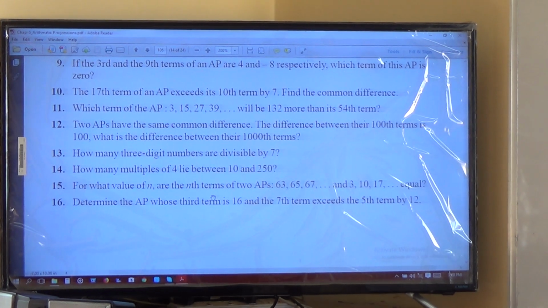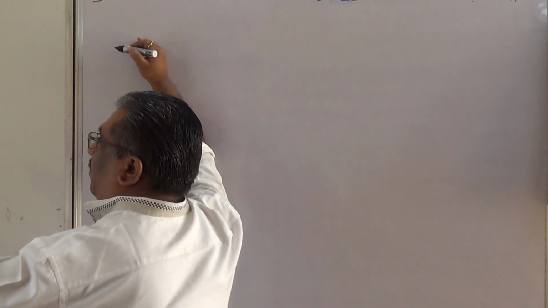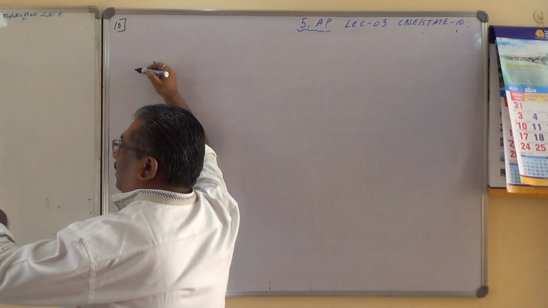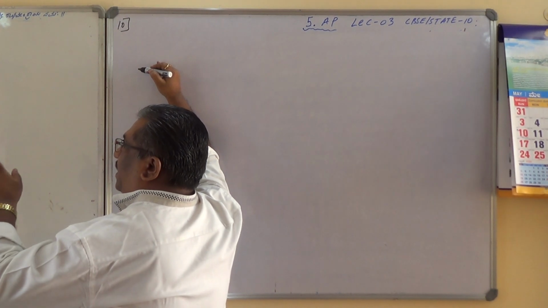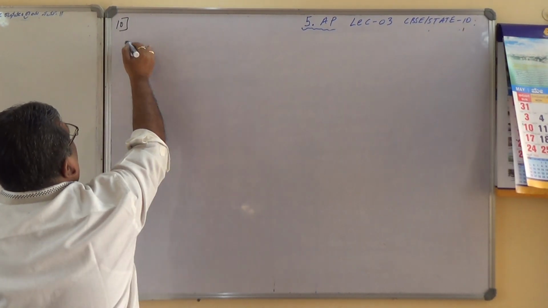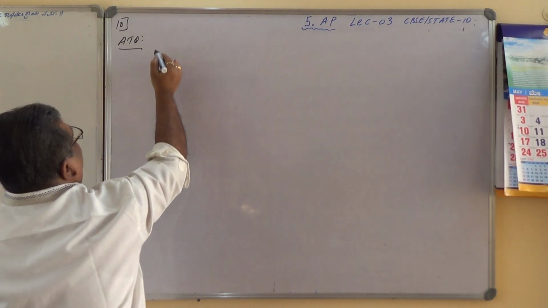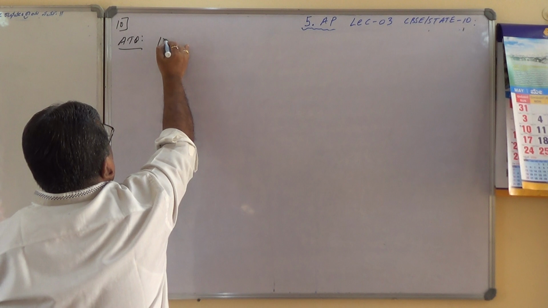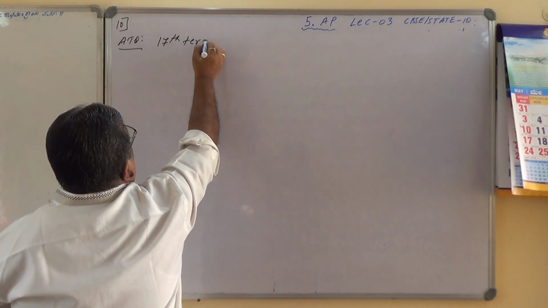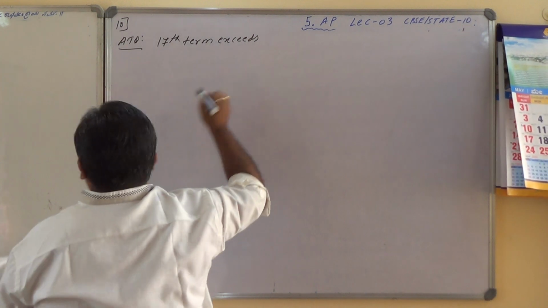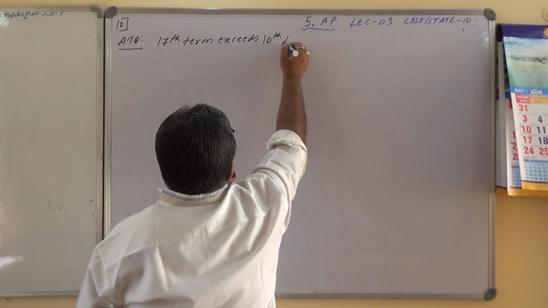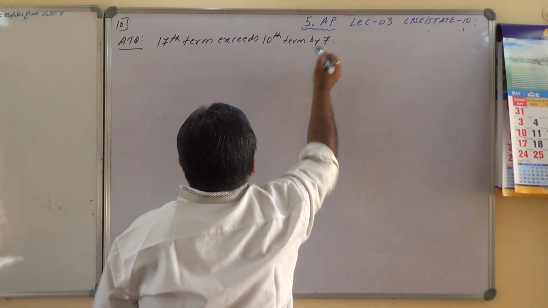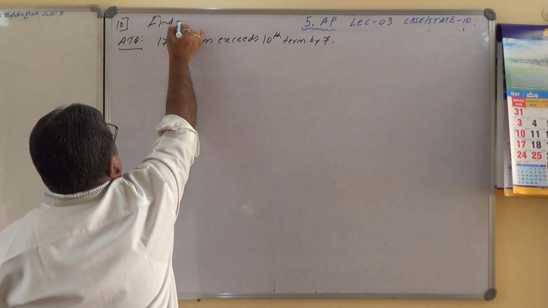Okay, I hope you have taken down 10th question. Given information I write, 17th term of an AP exceeds 10th term by 7. Find the common difference. 17th term means A17. A17 exceeds A10 by 7. According to question, 17th term exceeds which term? 10th term, by 7. Question, find the common difference.